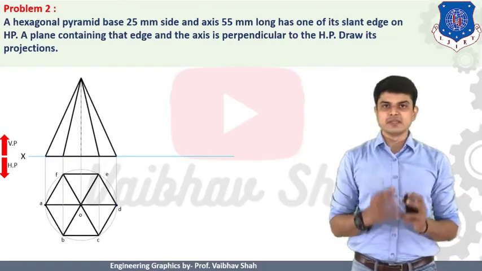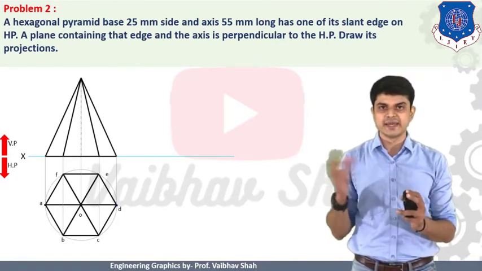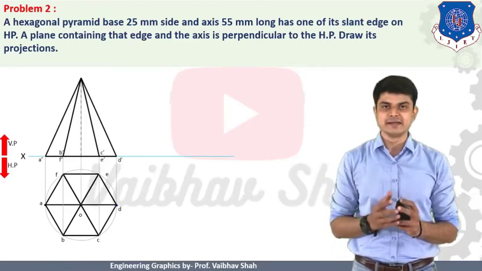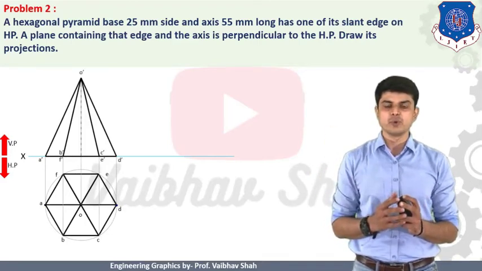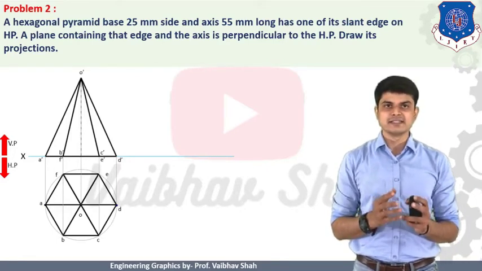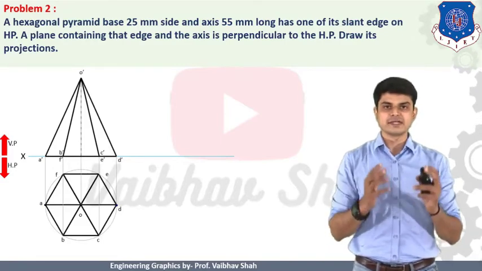Then let us give the numbering to this pyramid now. We will be giving the numbering to the base first. So A dash, B dash, F dash, C dash, E dash, and D dash. Then after, let us give numbering to O dash. This is our first stage image. Now the second stage says that slant edge is on HP. So let us first define what is the slant edge.